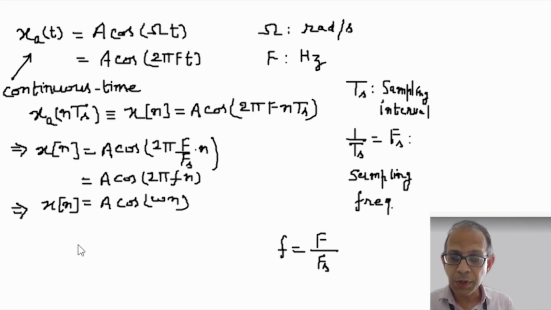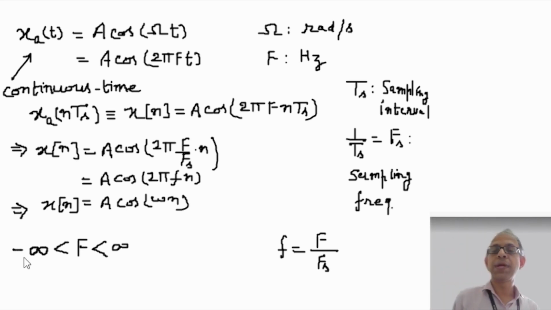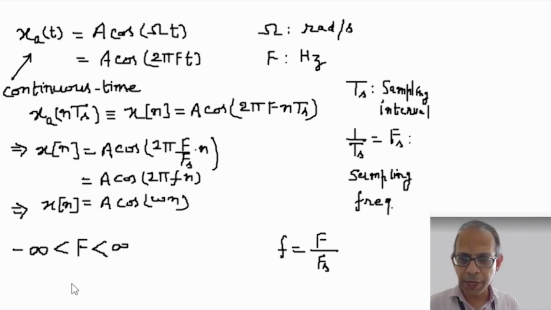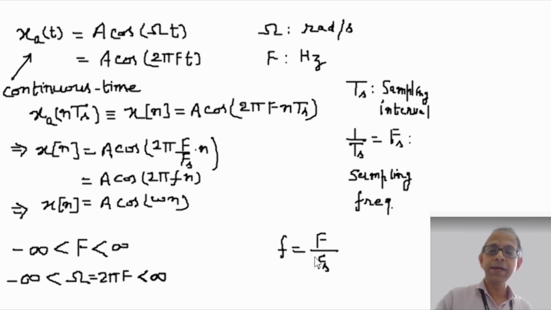So note that this capital F can take any value up to infinity. If we consider negative frequencies as well, we write capital F lies in the interval from minus infinity to plus infinity. Accordingly, capital omega also, which is just 2 pi times capital F, lies in the interval minus infinity to plus infinity. On the other hand, small f, which is just a number, a ratio of two frequencies, cannot take any value.